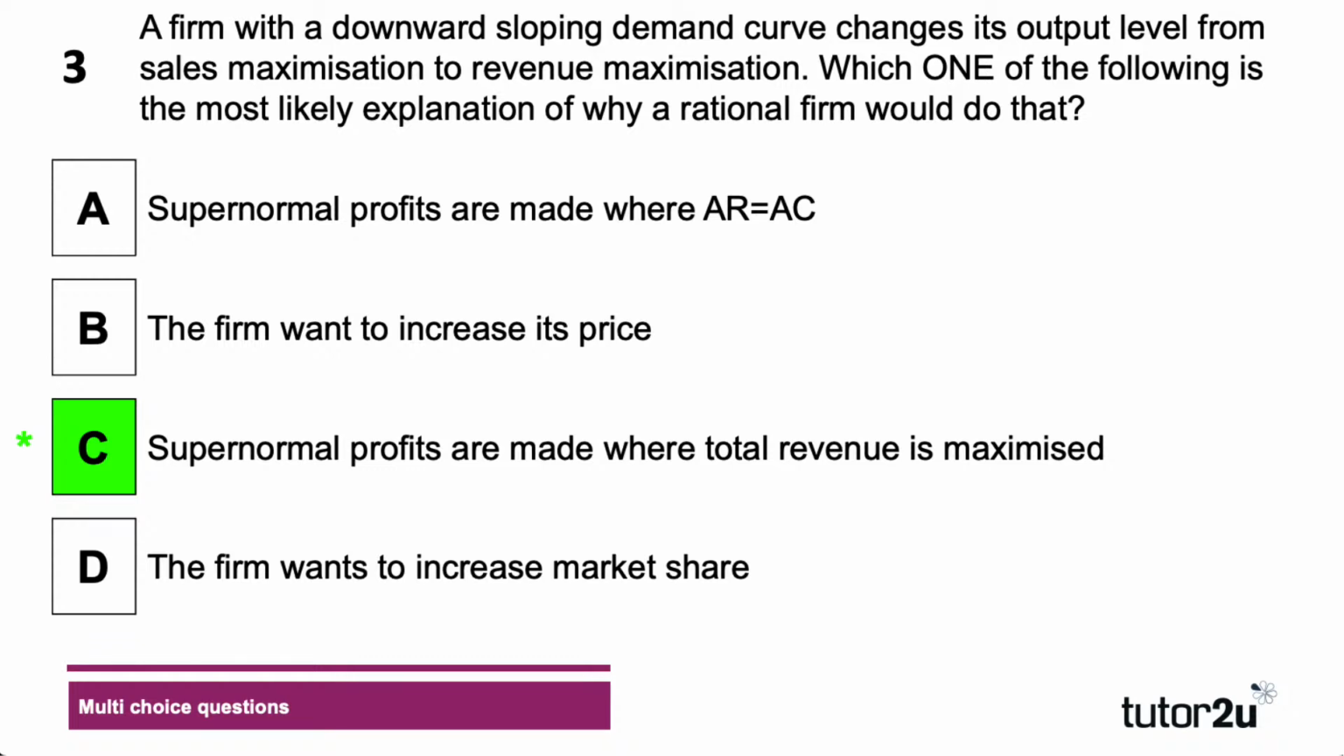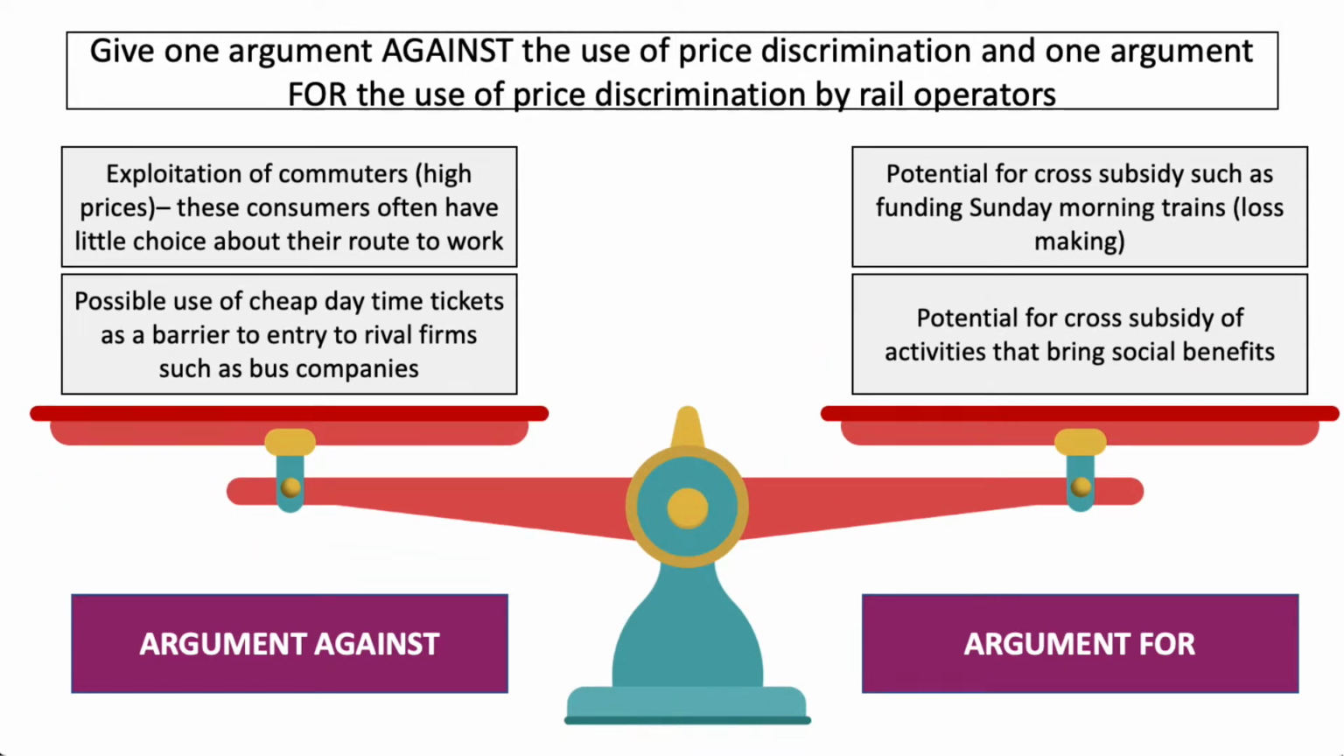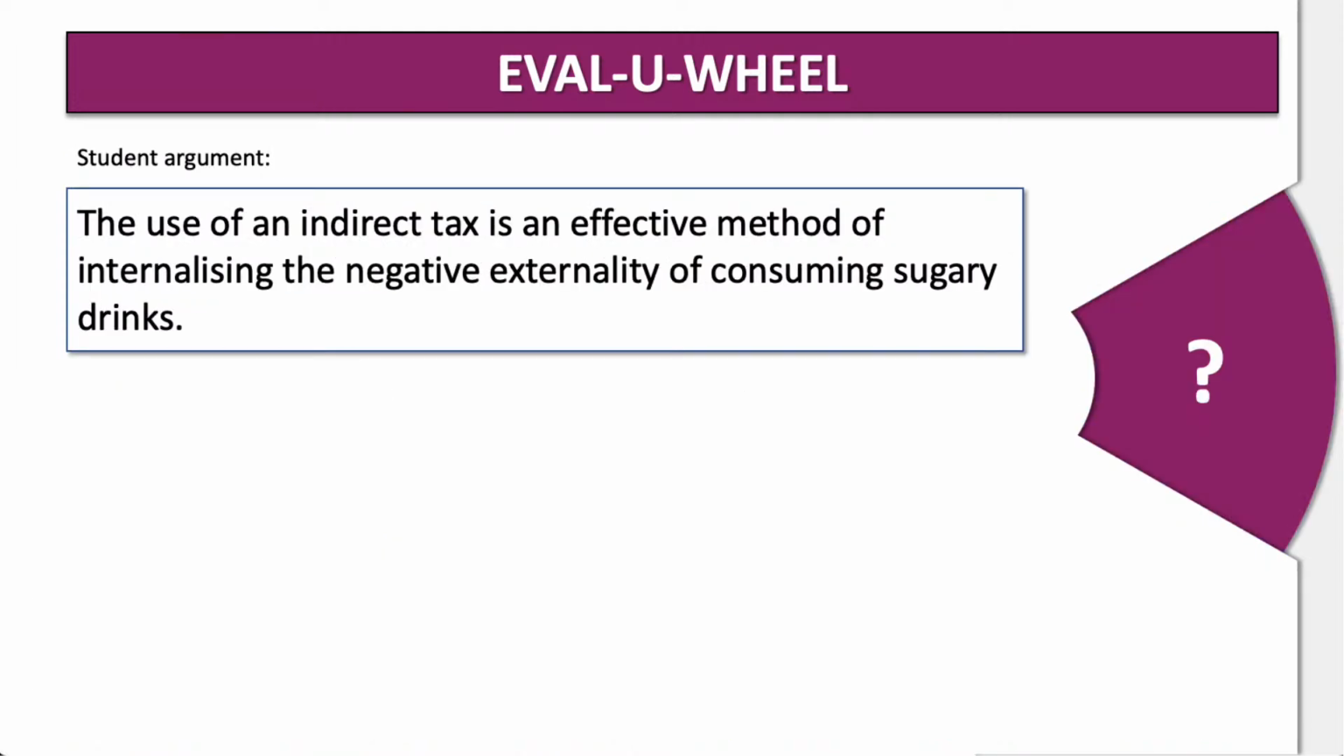Okay, many thanks, John. Let's go on now to that evaluate wheel and quickly have a look to finish off with some evaluation practice in these questions. We're going to give you a line of argument that is something a student could potentially have said as part of an answer to an essay question. And then we're going to give you one of these 6 different ways of evaluating that response. So thinking about how you can approach your evaluation. So here's the first one for you.